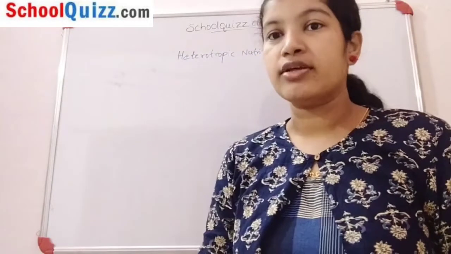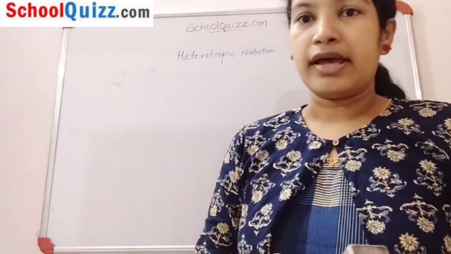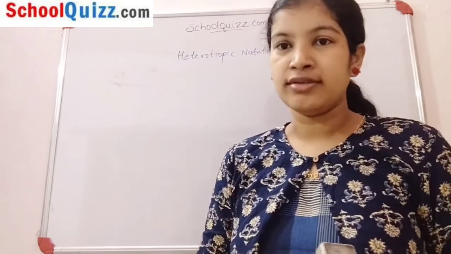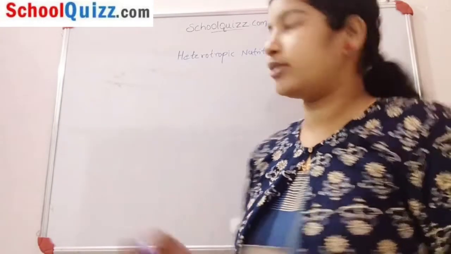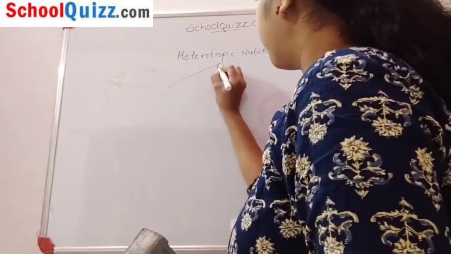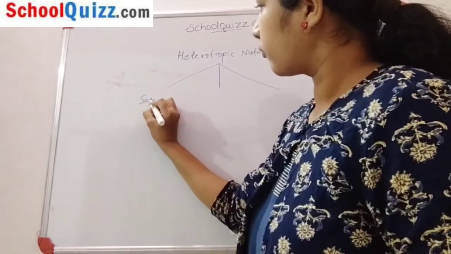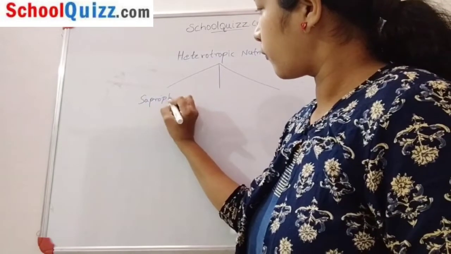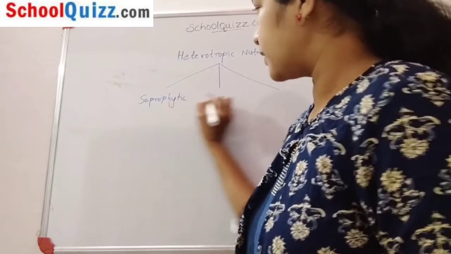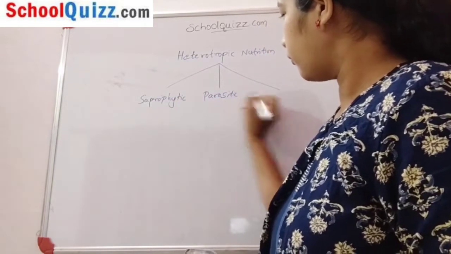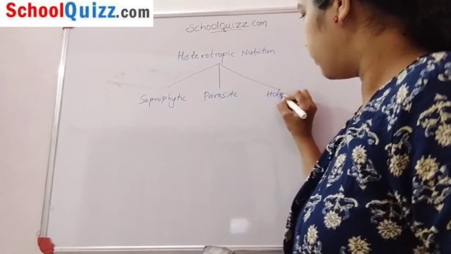Heterotrophic nutrition is classified into three: saprophytic nutrition, parasitic nutrition and holozoic nutrition.